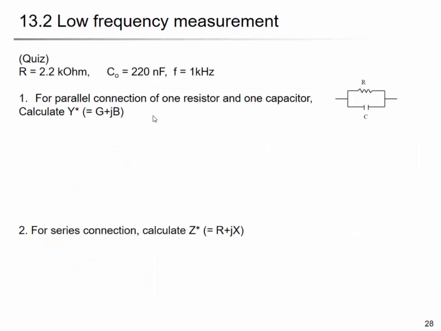So then, the next one is an exercise, a group exercise, or you can do this with your peers. Let's assume that we have a resistor of 2.2 kilo ohm and a capacitor of 220 nanofarad, and we are measuring the admittance at frequency 1 kilohertz in the parallel case. And for the series case, with the same resistor R and capacitor, calculate the impedance. I'll give you 5 minutes.